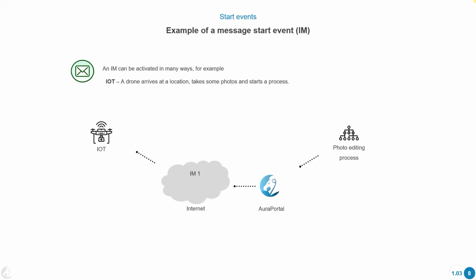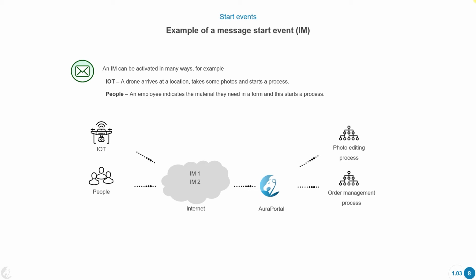Actually, processes could also be started without data. We could just have a drone arrive at a certain place and it just triggers the process so it starts. How else could we input data? It could be manual or human intervention.